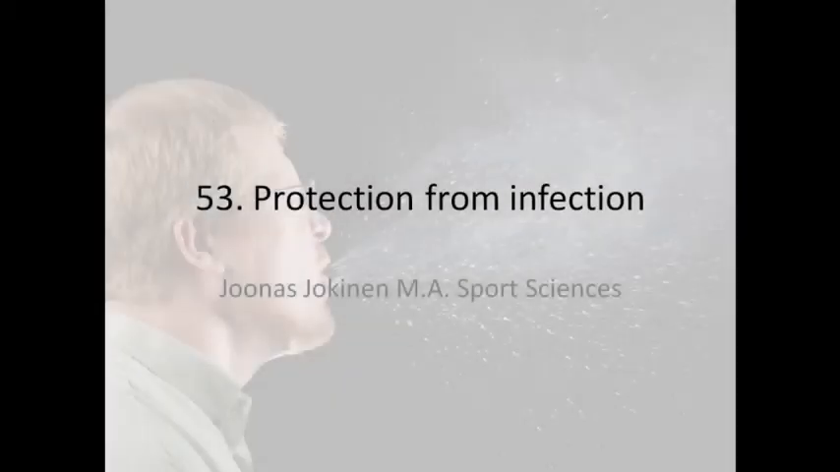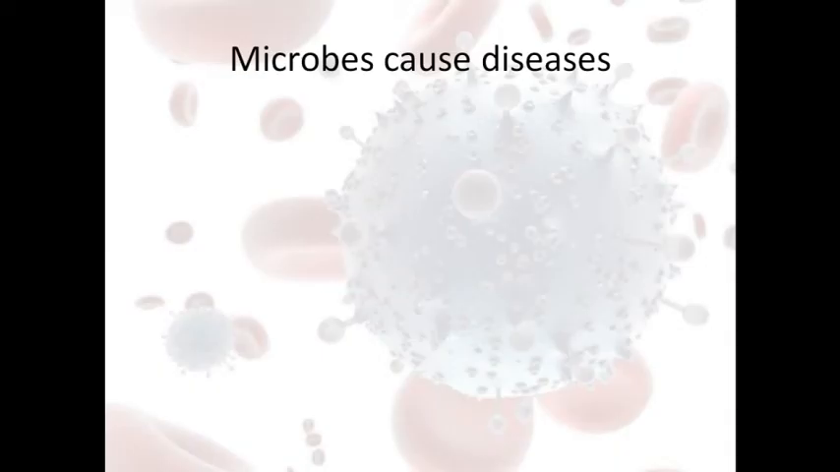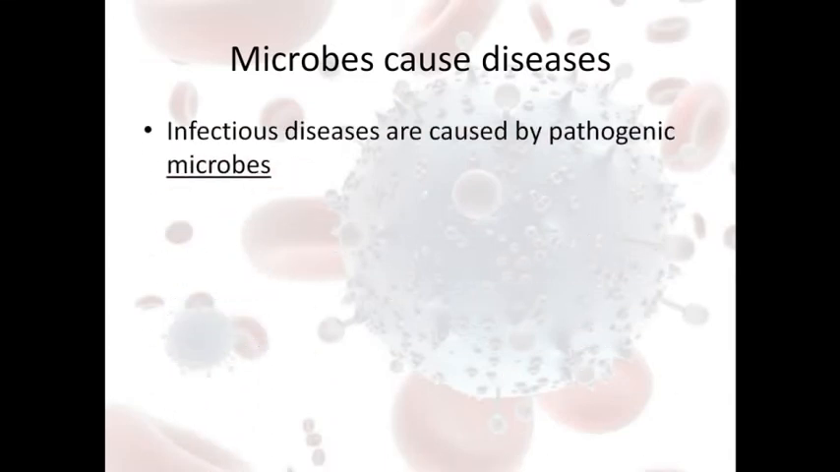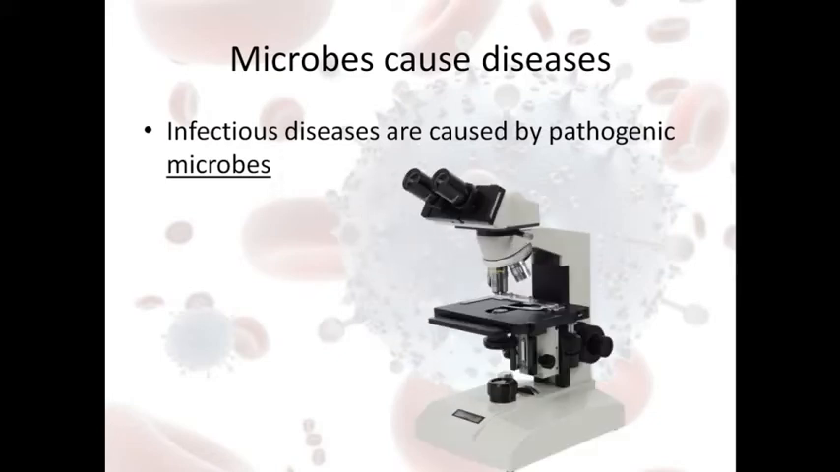Let's talk about infectious diseases next. So as you know, microbes are the primary cause for diseases, and we call them pathogenic microbes because pathogenic is something that is ill, that causes diseases. And they are called microbes because they can be seen only by microscope. So they are invisible to the naked eye.